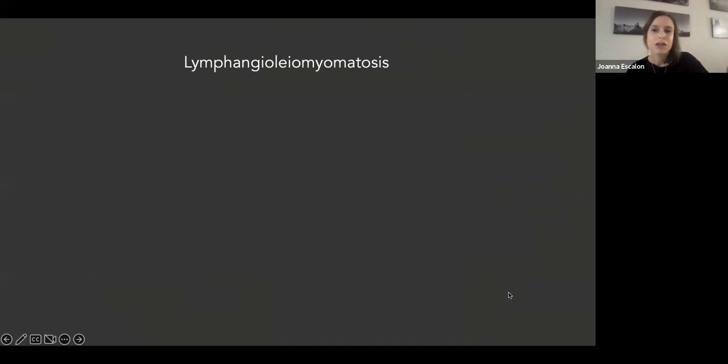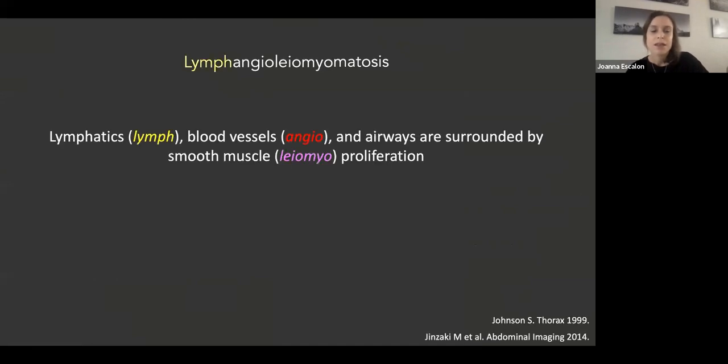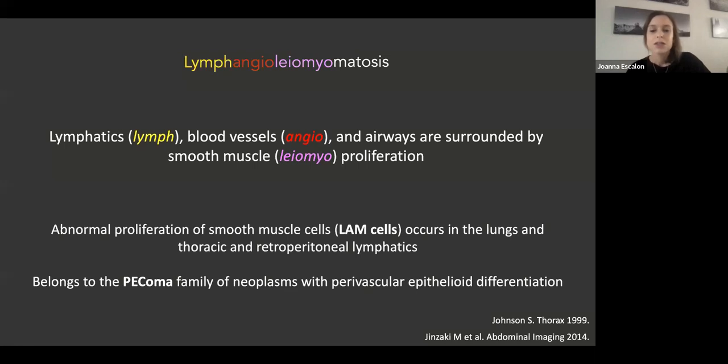So what is this very long word? Let's break it down. The lymphatics, lymph; blood vessels, angio; and airways are surrounded by smooth muscle, leiomyo, proliferation. It is essentially an abnormal proliferation of smooth muscle cells, which are just called LAM cells. And this occurs in the lungs and thoracic and retroperitoneal lymphatics primarily. This actually is a neoplasm. It belongs to the PEComa family of neoplasms because it is the proliferation of these cells, not a malignancy, but just a neoplasm in this PEComa family.